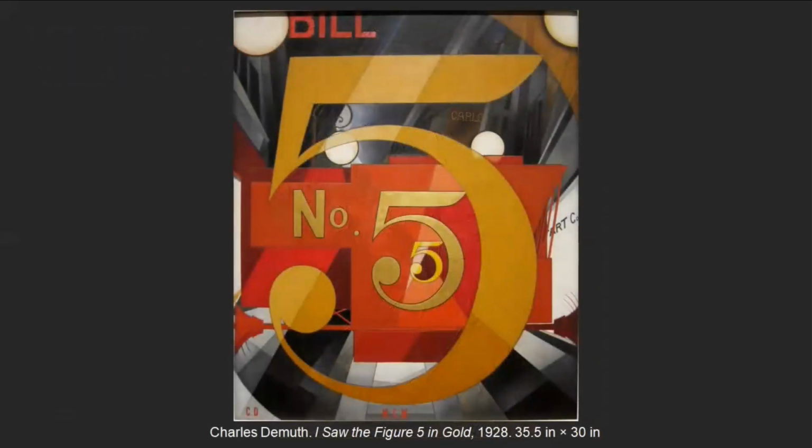Here's another painting. This one's by Charles Demuth. I Saw the Figure 5 in Gold, and there's a very clear modulation in size with a unity of position, a slightly off-center positionality for the whole thing, but the change in the size of the number 5 is a constant rate of change.